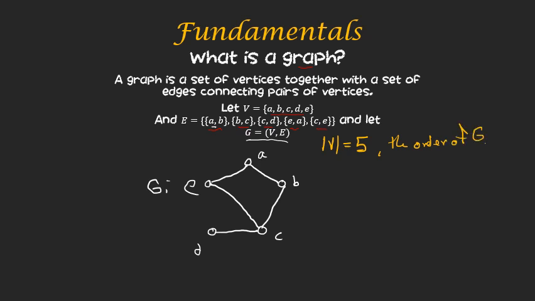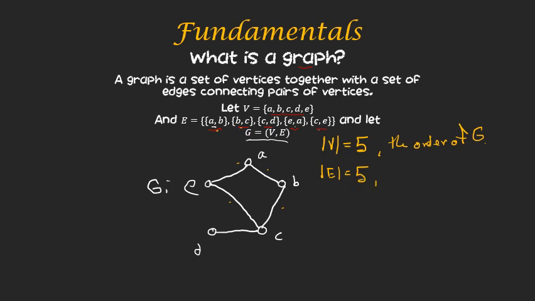Since a graph is 2 sets, we're going to have to talk about the cardinality of the vertex set and the cardinality of the edge set. So the order is the cardinality of the vertex set. The cardinality of the edge set of a graph is called the size. So here we can count up how many edges there are: 1, 2, 3, 4, 5, and there are 5 edges here.